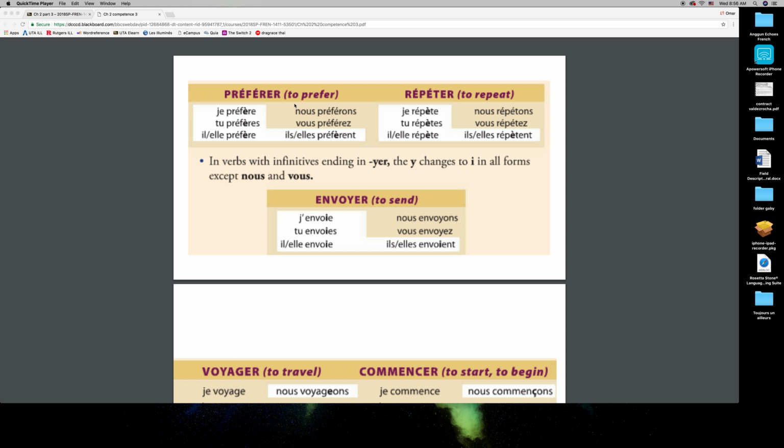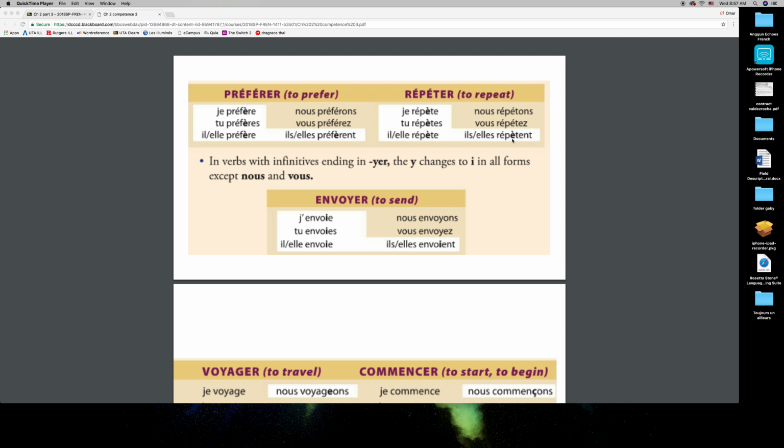So if you look at the verb préférer, for example, you get rid of ER, right, and you have the root préfère. For répéter, you get rid of ER and you have the root répète, and you will be using it for all of the different personal pronouns. Je, tu, il, elle, nous, vous, ils, elles.